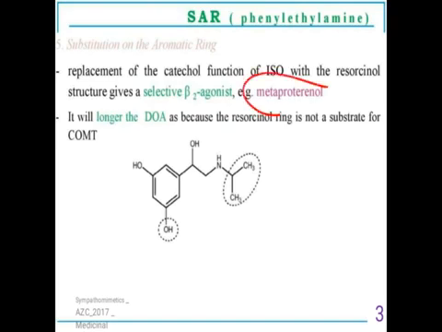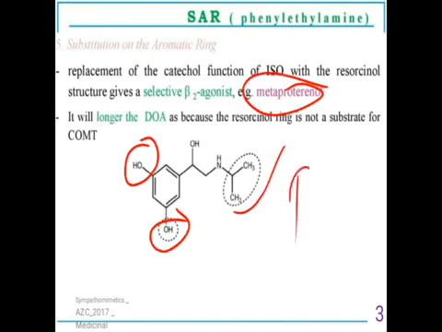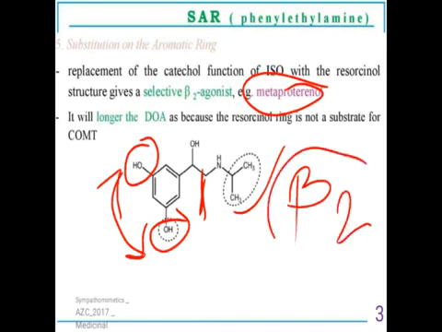Now in the case of metaproterenol, you can observe the 3 dash and 5 dash positions. These are the two hydroxy groups, as well as the higher alkyl group. So it becomes a beta receptor agonist. Wherever there is a substitution here, it is not an alpha agonist. But because the two hydroxy groups are at the 3 dash and 5 dash positions, it becomes a more selective agonist against the beta 2 receptor.